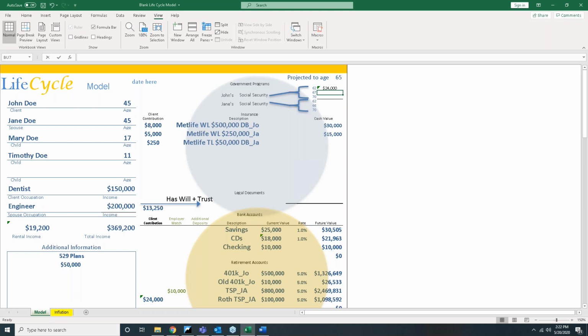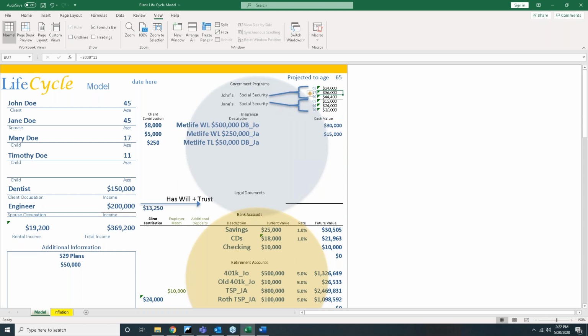So that number is going to be higher. So we'll put 3,000 times 12. And 70 is the maximum age you can wait to draw Social Security. So we'll put 3,700 times 12. I'm going to do the same thing for James. We said 1,000. And then we're going to do this. And then we're going to do this.